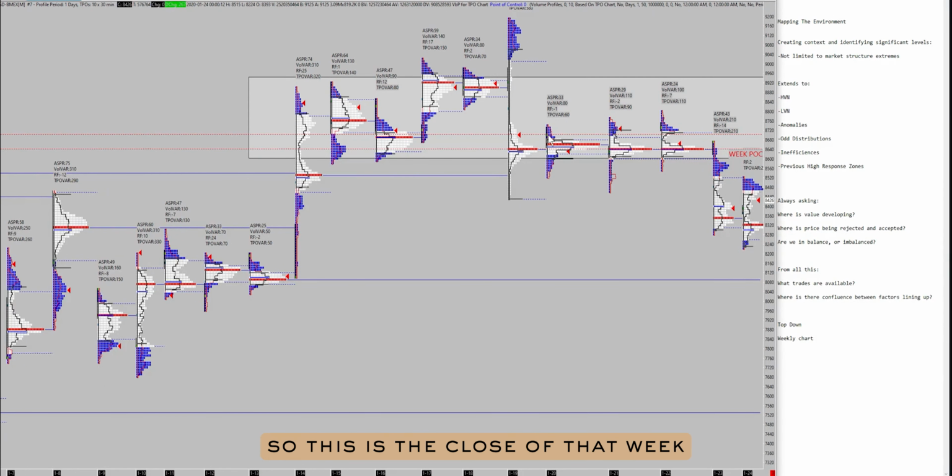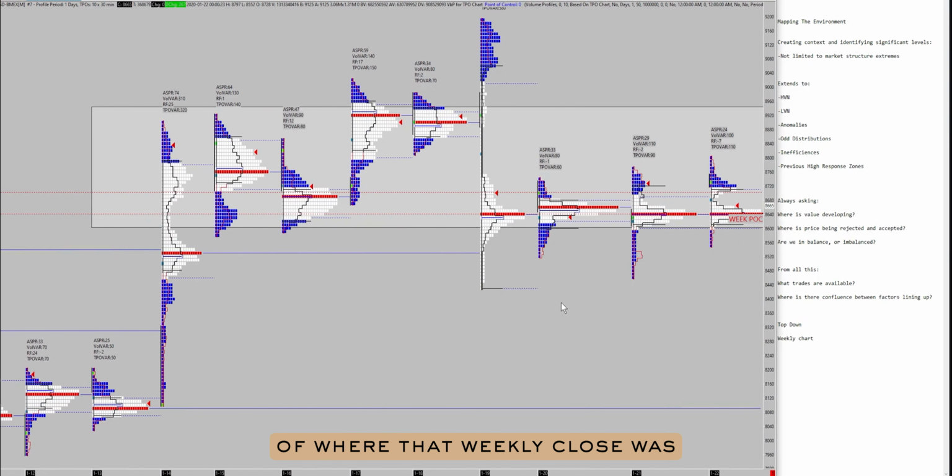Okay, so this is the close of that week, this red line right here. So we have an understanding of where that weekly close was. We know that for the first time, we are closing at the low end of value. Mind you that this structure right here, this white box, this is the value area for that week that we just closed out.